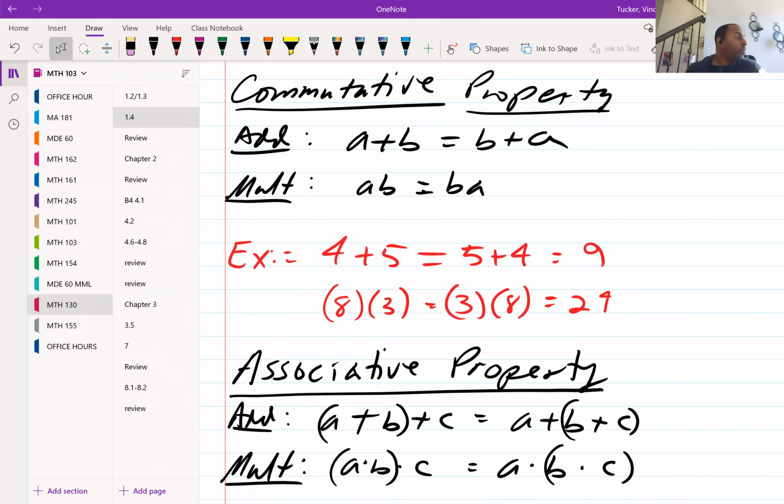Associative property, once again just looking at addition and multiplication. A plus B plus C. It's saying it doesn't matter what order you perform the operation in, you'll still get the same result. So you can add B and A first and then add C, or add B and C first and then add A. Either way, you'll still get the same result.